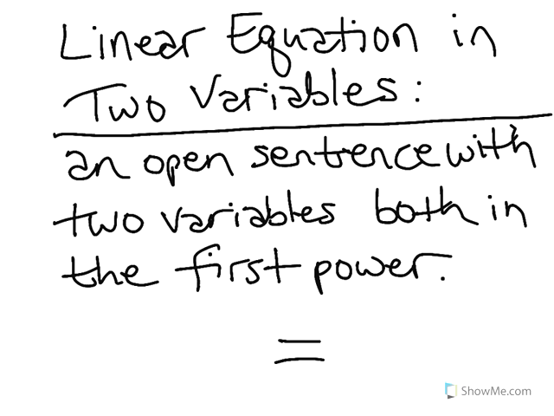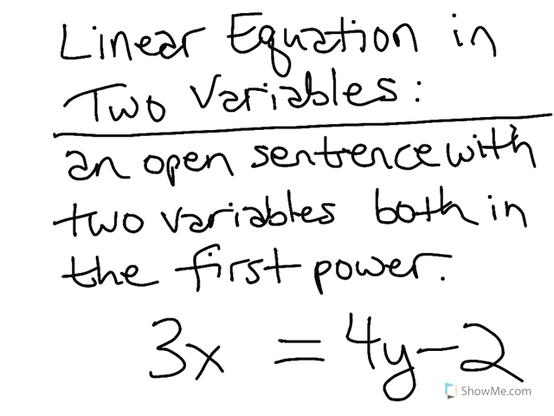An open sentence means that there are variables in the sentence, things that we do not know, without perhaps doing some extra work or going out and obtaining extra information. In this case, there are going to be two variables. The default variables are x and y, but they could be any variables that you choose. So a typical linear equation, two variables, might look something like this: 3x equals 4y minus 2. That's a linear equation in two variables.